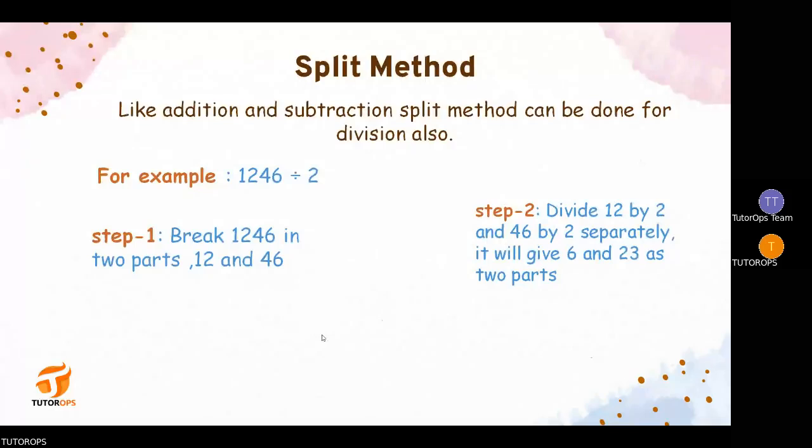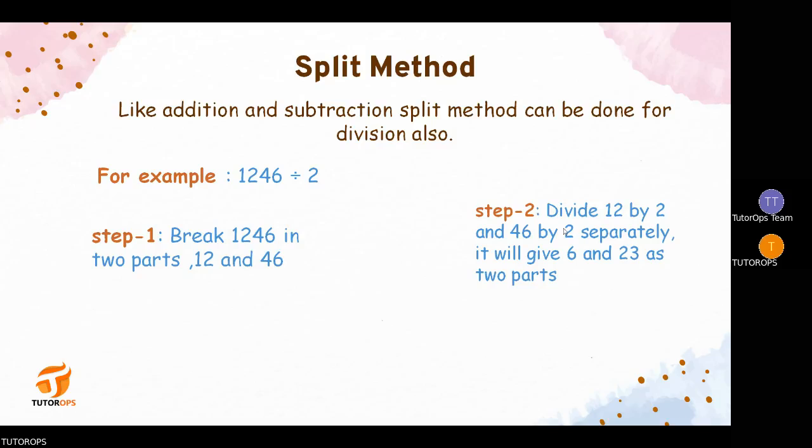So by split, we know the splitting method for addition. We have seen the splitting method for subtraction also. Now I am taking the splitting method for division. Now the method is very similar. What we need to do, for example, if we have 1246 by 2, then we will break it into two parts, 12 and 46. Then we will divide 12 by 2 and 46 by 2 separately.